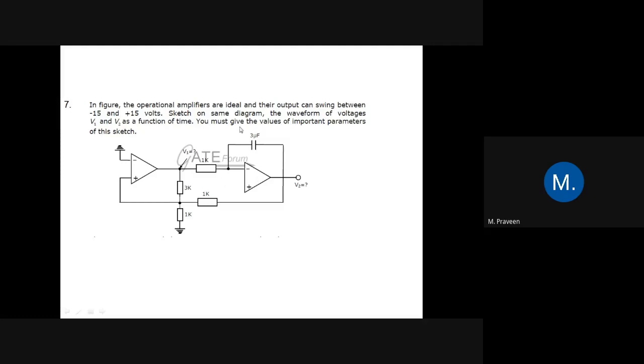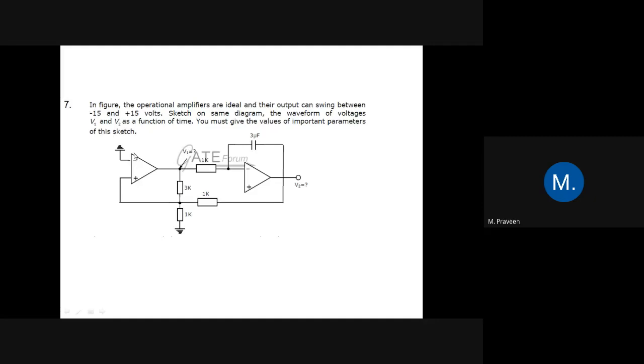The second part is an integrator. We have the resistance here and the capacitance here, and the negative terminal is grounded. So this part is also going to act as a comparator. If the value of the positive terminal is greater than the negative terminal, then the output of this first section is going to be plus V saturation.